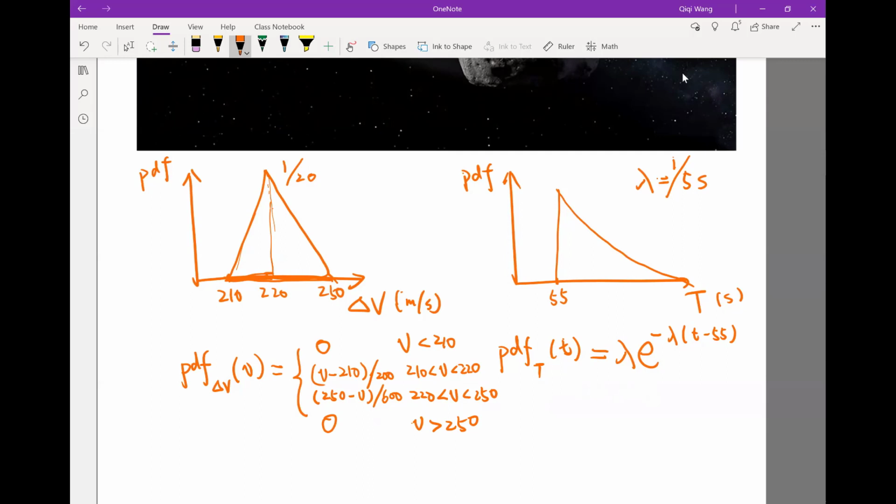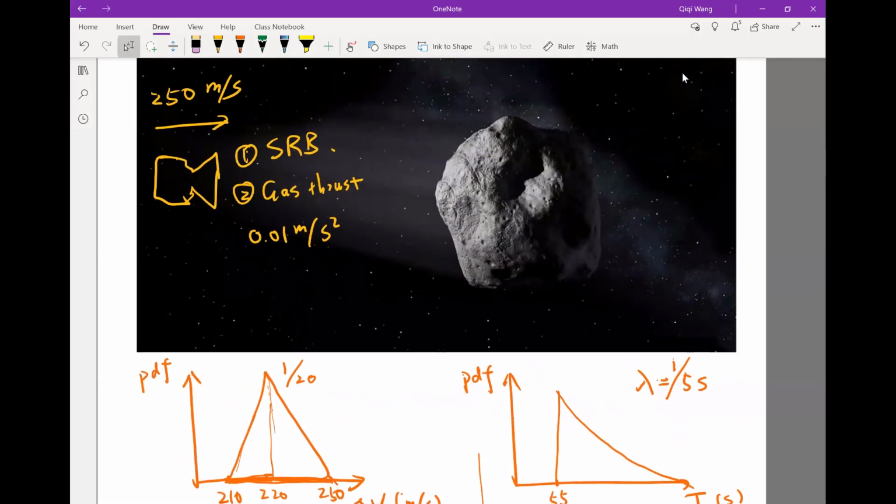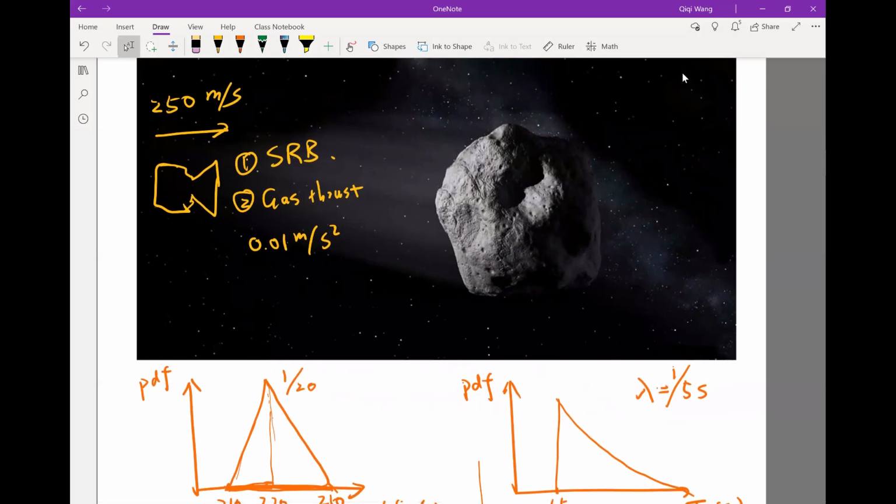Okay, so this is a complete description of the problem. We want to approach an asteroid starting with a velocity of 250 meters per second. We have a probabilistically behaving solid rocket booster that decelerates us. And the problem is, how far away should I begin decelerating, so that the probability I'm going to crash into the asteroid is low enough.